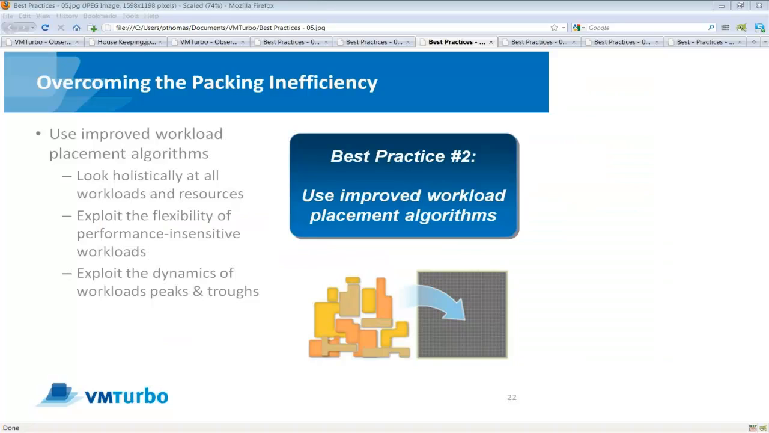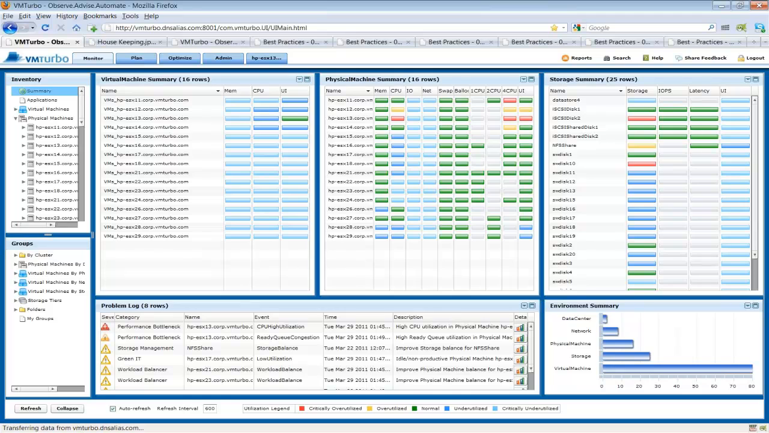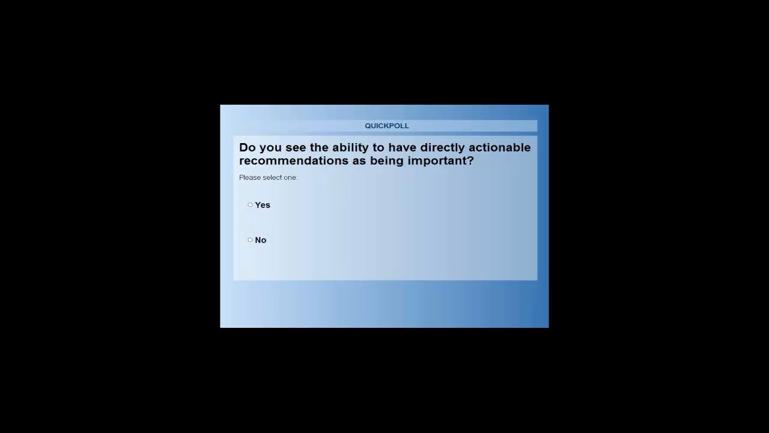Let's see if there's another one I might choose. Remember this tab in the VMTurbo application? I'd like to ask you if you think it's important to have the ability to be using an application that will automatically and preemptively bat down any of the problems that manifest themselves in the physical machines before they manifest themselves in the virtual machine.